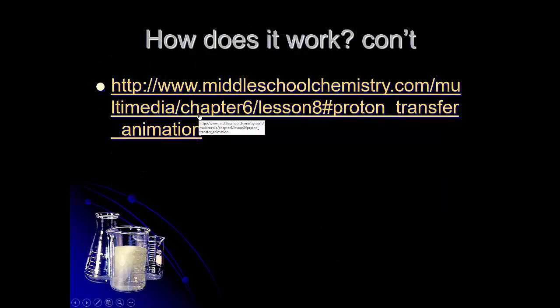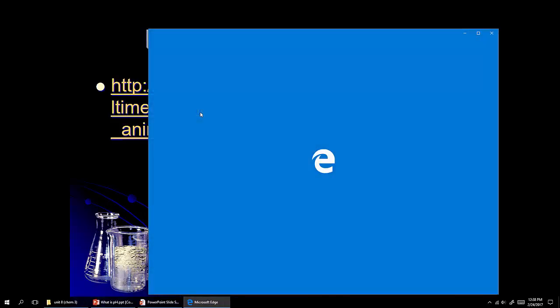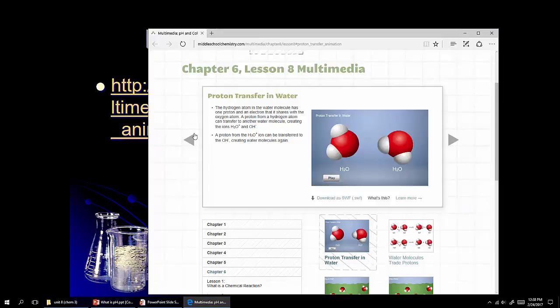So let's take a look in a little bit more detail at what this means to be a potential for hydrogen ions to be attached to it. So here we have proton transfer in water. The hydrogen atom in the water molecule has one proton and an electron that it shares with the oxygen atom. Here, the two little gray spots are both hydrogens, and the big red one is the oxygen. So the hydrogen shares the electron with the oxygen.